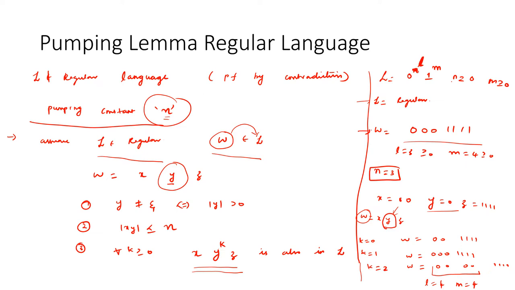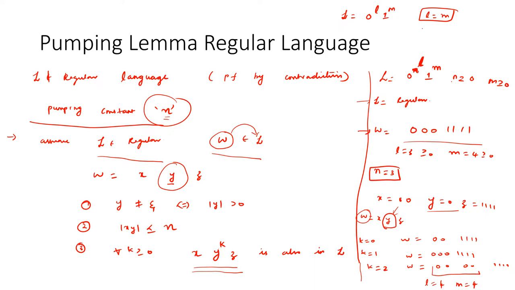Do you get the point? Then it should belong to 0 power n and 1 power n, which is not regular. No. So why is it not regular? So here all I'm saying is L is defined as 0 power L, 1 power M. Nobody is saying L equal to M. Nobody is saying this constraint.